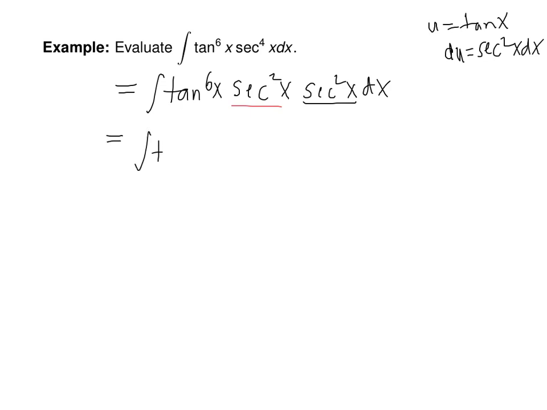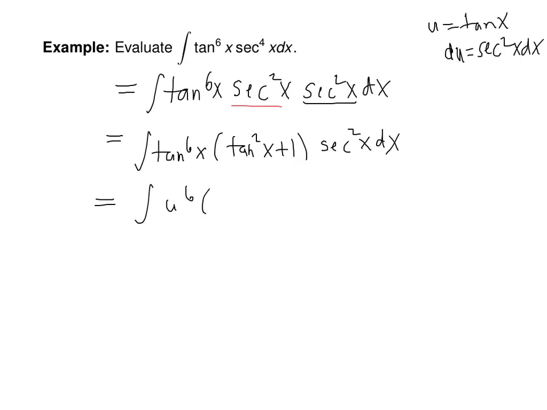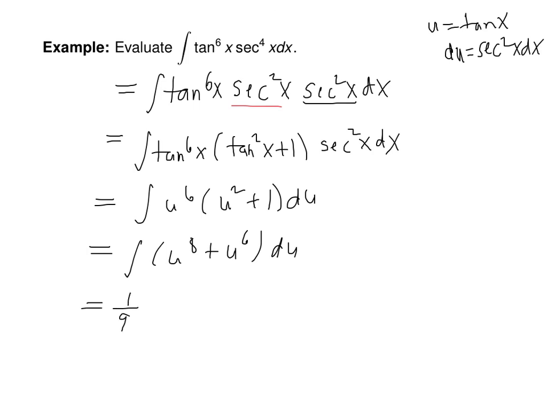So you have the integral of tangent to the 6th x times tangent squared x plus 1, multiplied by secant squared x dx. Now we make our u-substitution, and that gives us the integral of u to the 6th times u squared plus 1 du, which is the same thing as u to the 8th plus u to the 6th du, or 1/9 u to the 9th, so tangent to the 9th x, plus 1/7 tangent to the 7th x plus c.